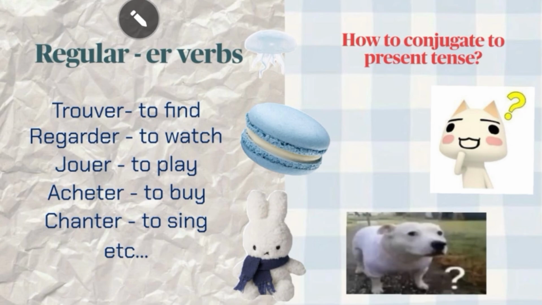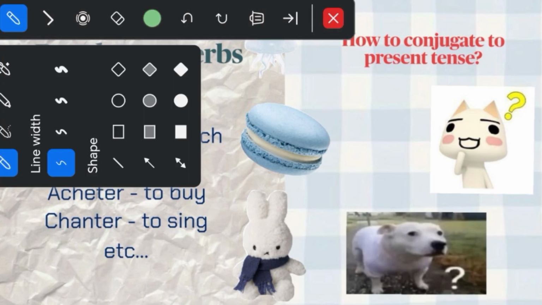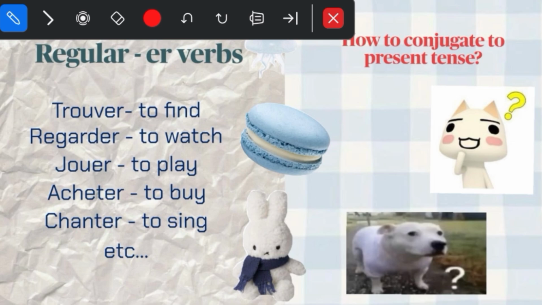So in this slide, we have regular ER verbs. The common thing that you find in this is the fact that all of them end with ER. Trouver meaning to find, regarder to watch, jouer to play, acheter to buy, chanter meaning to sing. So in all of these, if you remove the ER from the verb, we have the stem.